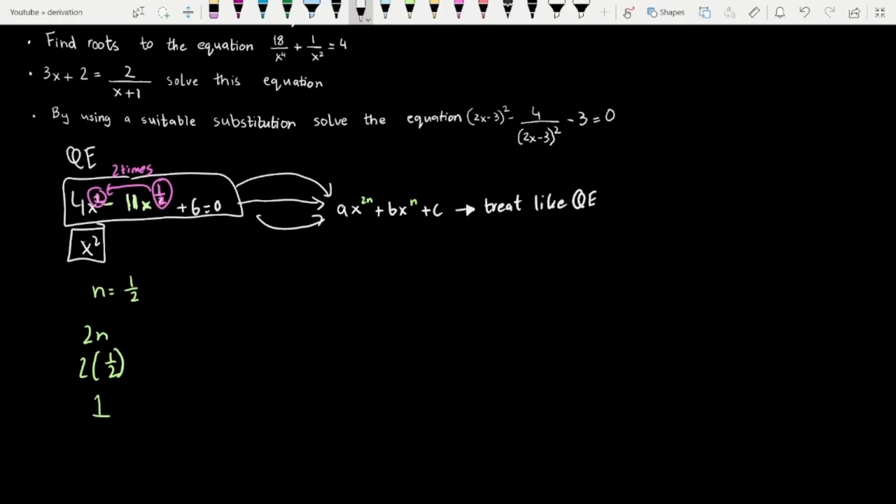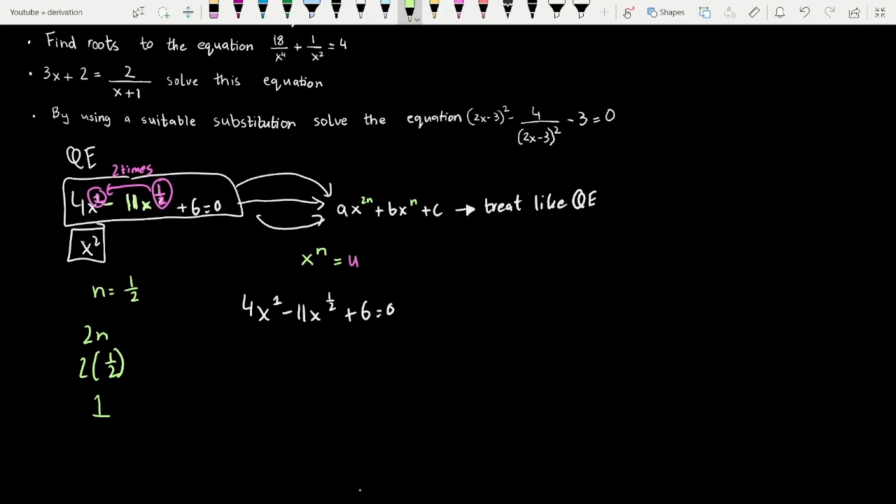Okay, but how do we do that? So remember, this x to the power n term, you are going to assign it a different variable. So let's say x to the power n is going to be equal to a or b or c or d, anything you want to call it. I'm going to call it u. Okay, let's do this in pink. So I'm going to say that x to the power n is equal to u. And in our case, this equation is 4x to the power 1 minus 11x to the power 1/2 plus 6 equals 0.